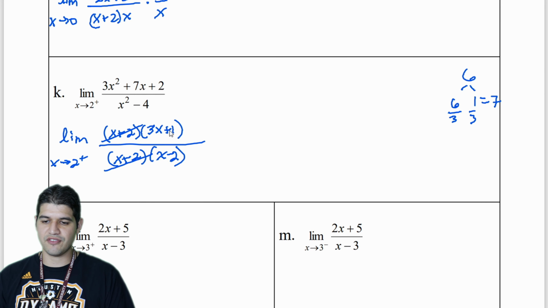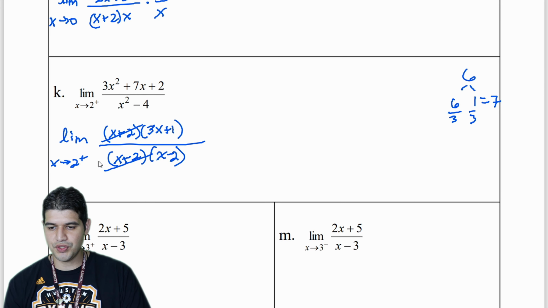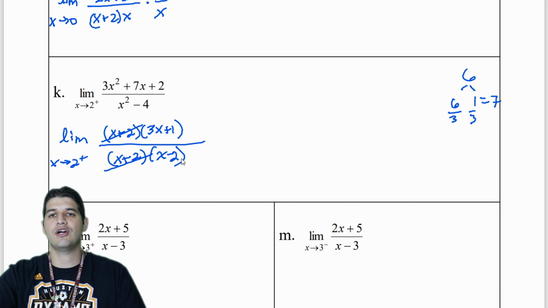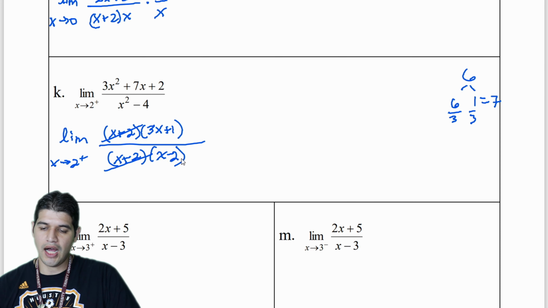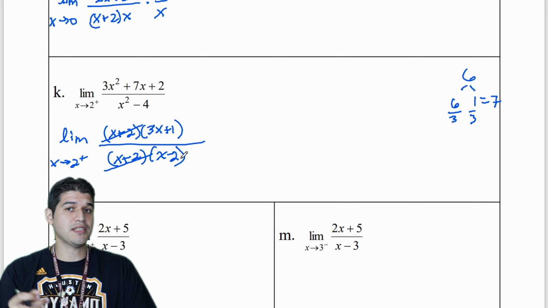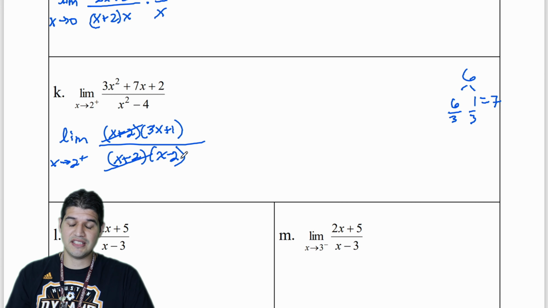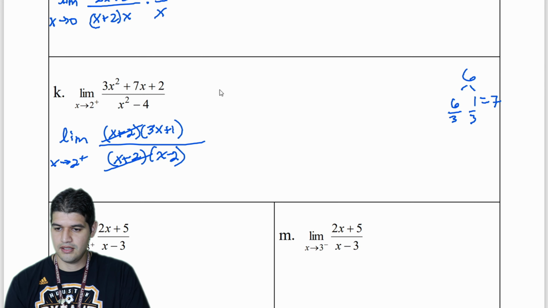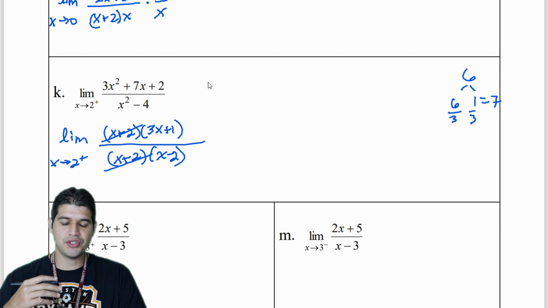Now, since I'm looking at it from the right side, notice here if I substitute 2 in, I get 2 minus 2 in my denominator. And I'm going to end up with 0 in my denominator again. So since I'm looking at it from a specific direction, this is different from our last problem. Since I'm looking at it from a specific direction, what I need to do is substitute in a number that is just to the right of 2.